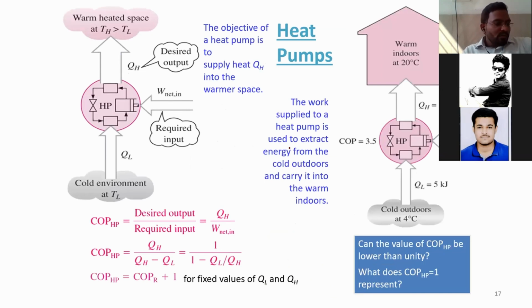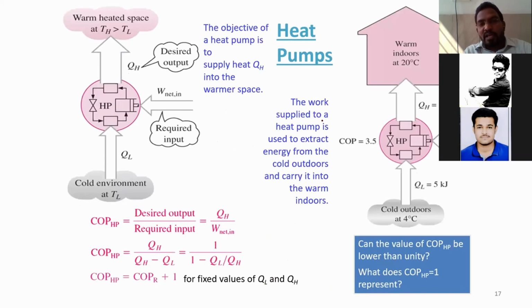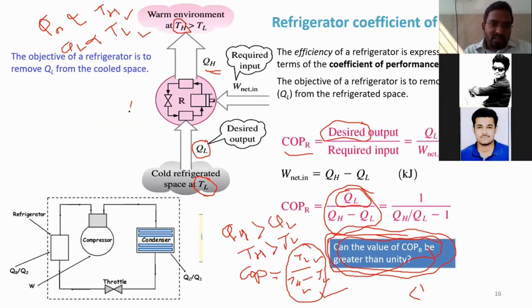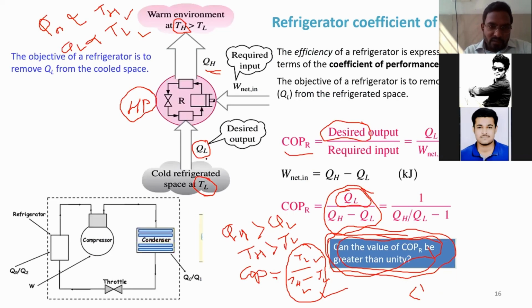Okay, so now the next device is a heat pump. Now you will get the importance of the words desired output. Why, instead of output and input, have I written desired output by required input? Now, as I said, the refrigerator and heat pump are going to work on the same cycle. Nothing is going to be changed. So what changes make the heat pump a different device? The changes are, let me explain over here only.